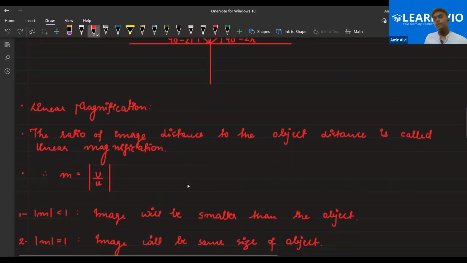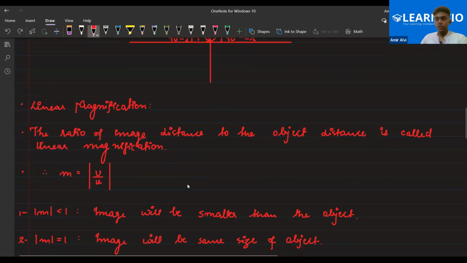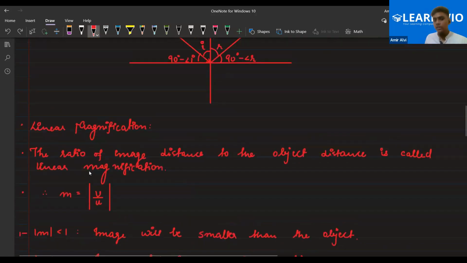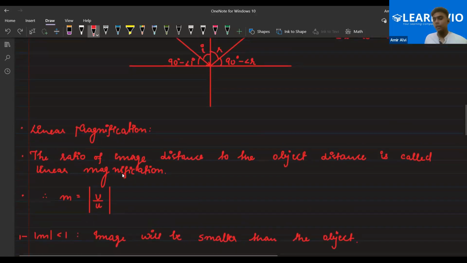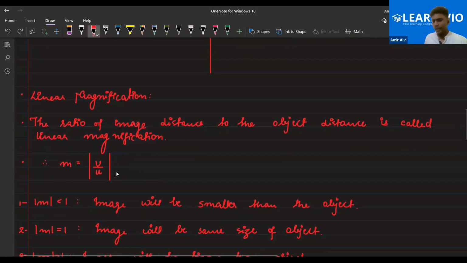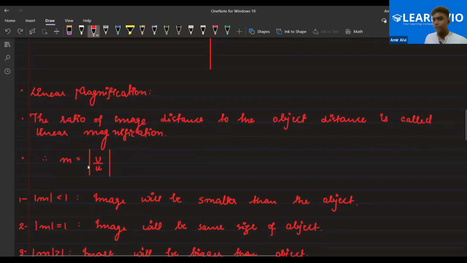Okay, now let's understand what you mean by linear magnification. So linear magnification is a term that we use to take reference whether the image formed is enlarged, it means greater than the object, whether the image formed is small, less than the object, or whether the image formed is the same as the object. It means they're of the same size. So this is the linear magnification. The ratio of image distance to the object distance is called linear magnification. Okay. Right now, I'm only discussing the magnitude of the linear magnification. We will discuss the linear magnification sign convention when we do the spherical mirrors.